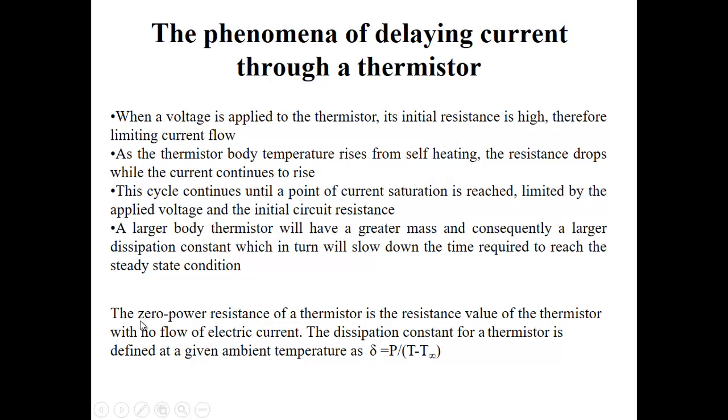The zero power resistance of a thermistor is the resistance value of the thermistor with no flow of electric current. The dissipation constant of a thermistor is defined at a given ambient temperature as the dissipation constant equal to P over T minus T infinity, where P here is the power supplied to the thermistor.